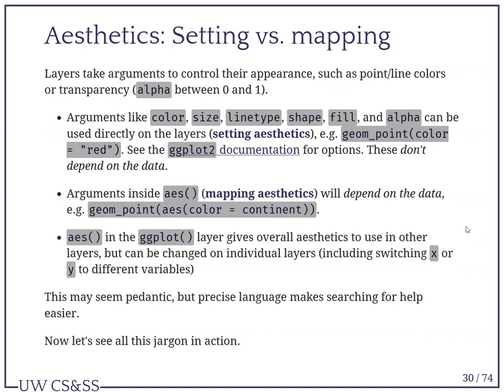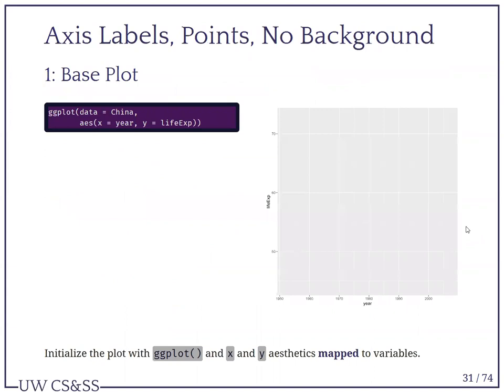Now let's see all this jargon in action. Okay, so if we run ggplot, and say that the data is equal to that China data frame that we made earlier, and the aesthetics are X equals the year and Y equals the life expectancy and nothing else, it will create a plot that is aware of our data already. So like on the Y axis, it's aware that life expectancy is going to be basically between the numbers 40 and 75. But we haven't given it any of the other layers, so it's not going to draw anything yet.